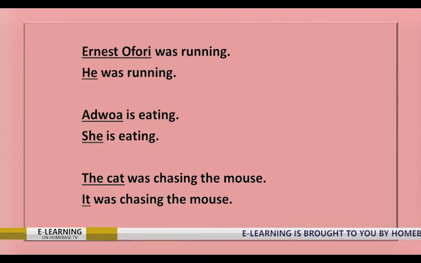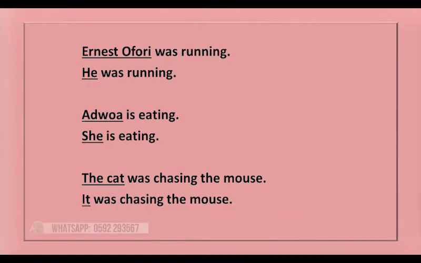Good. Learners, listen to this sentence very well. Ernest Ofori was running. Who was running, learners? Ernest Ofori. Good, if you answered rightly. But then, I don't want to use the name Ernest Ofori. In grammar, when we have words that are names of a person, a place, animal, or a thing, it is known as what? A noun. So in our sentence 1, we can say that Ernest Ofori is a noun.